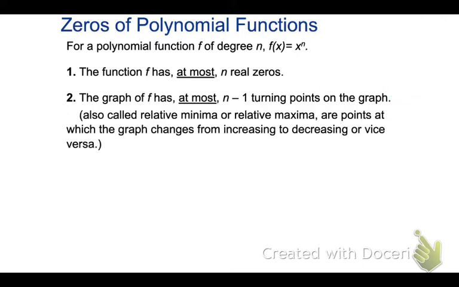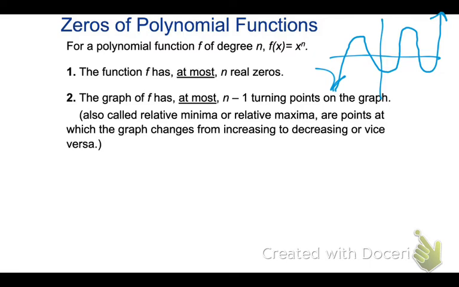The next one says, turning points, also called relative minimums or relative maximums, are points at which the graph changes from increasing to decreasing. So this graph was increasing, decreasing, increasing, decreasing, increasing. See that? Remember, increasing and decreasing is in a direction. Positive and negative are above and below the x-axis, correct? Okay.